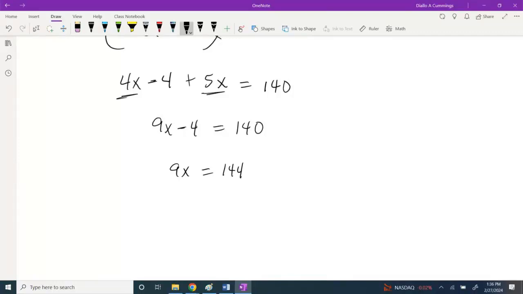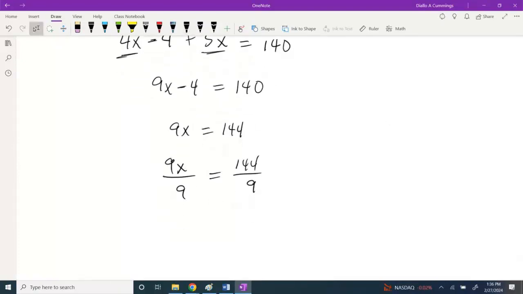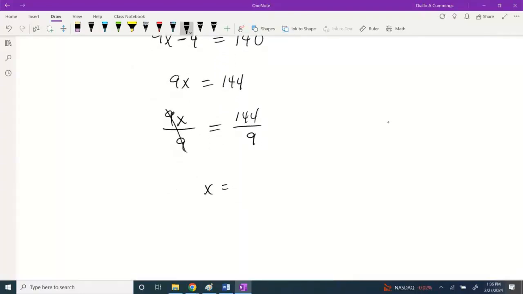I want to solve for x, not for 9x. So the opposite of multiplying x by 9 is to divide by 9. So we're going to divide both sides by 9. On the left-hand side, the 9's will cancel. I'm left with x. And 144 divided by 9, I believe, is 16. So x is equal to 16.